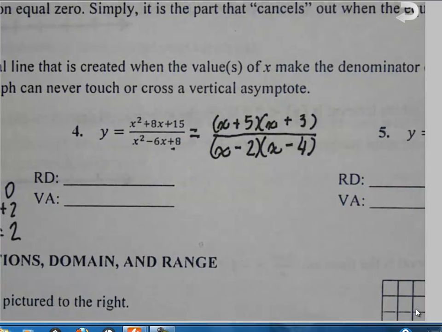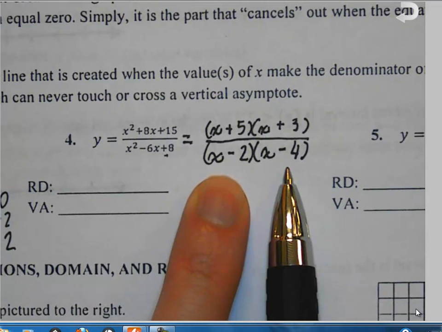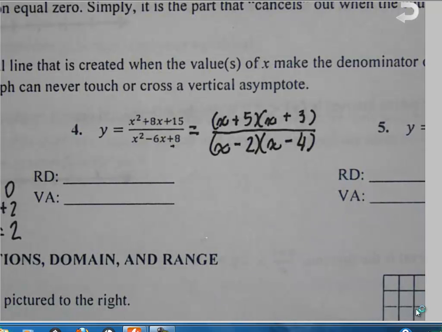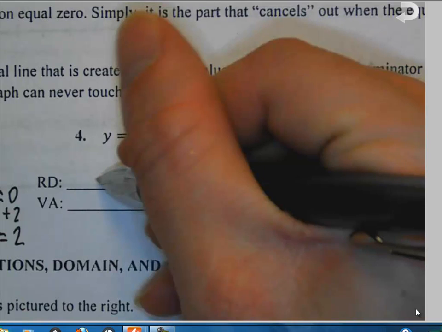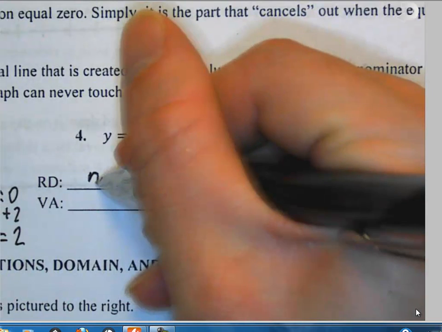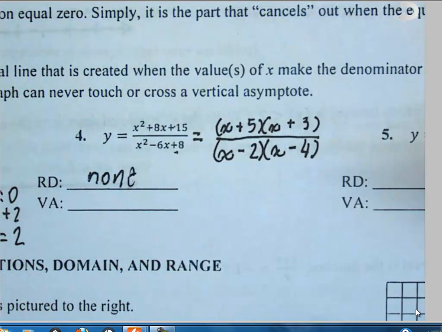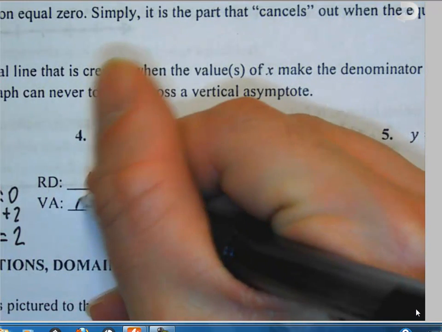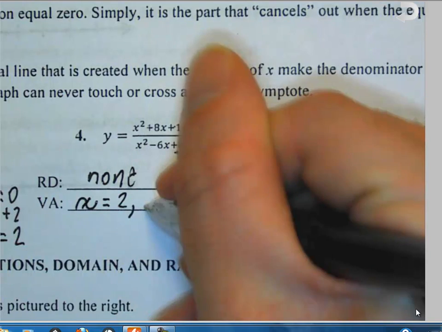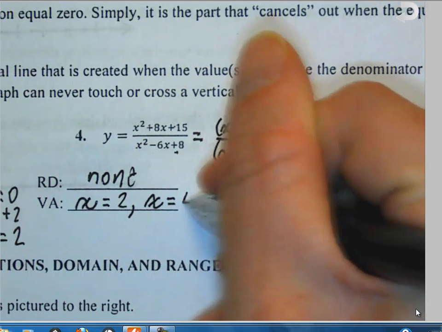Here we know that there are going to be 2 vertical asymptotes, and you notice there is nothing in the numerator which cancels anything with the denominator. So the removable discontinuities, there are none. And instead, you have 2 asymptotes, one where x is equal to 2, and the other where x is equal to 4.